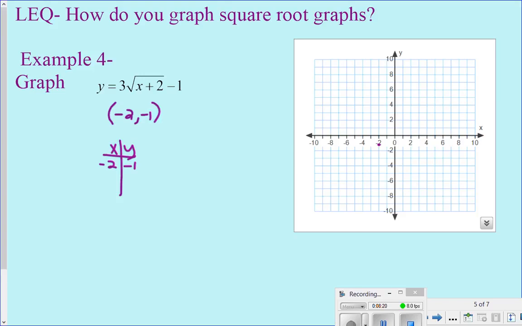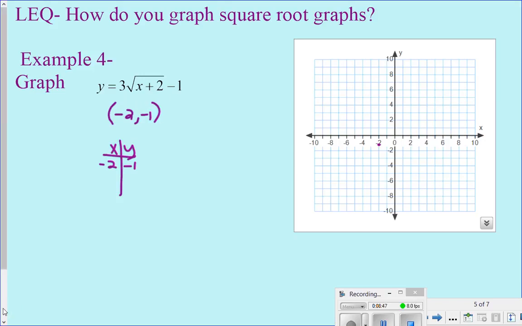Now, we know that 3, because 3 is the a value, that's going to be a vertical stretch. So this square root graph is just going to appear a little bit longer or stretched out when we graph it. So again, thinking of values that I could input for x. Now this might take a little bit of thought, because after I add 2 to whatever value I pick for x, I want it to be a perfect square.